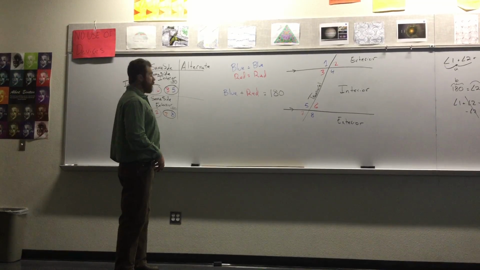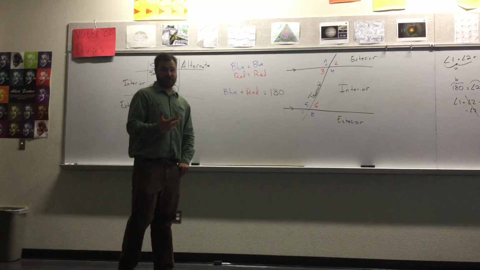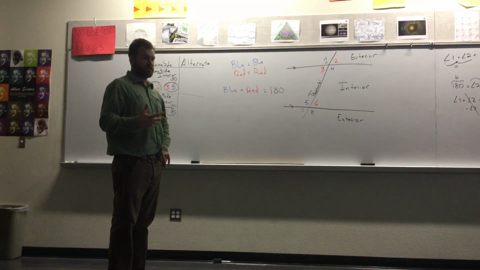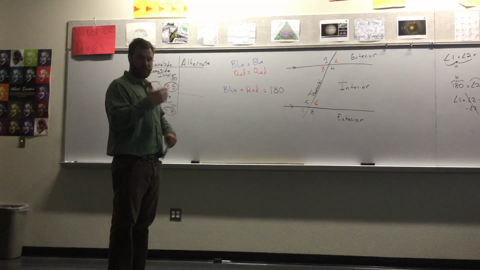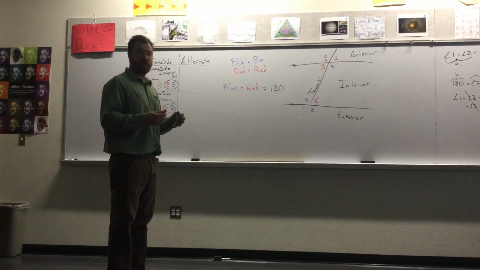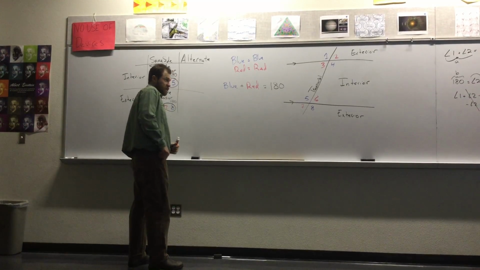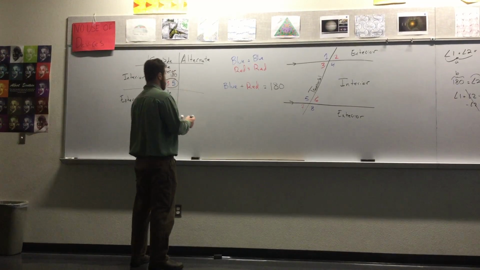Alright. Alternate interior angles. They equal each other. But which angles are alternate interior? For the interior, they'd be 4 and 5.